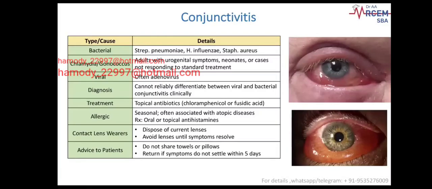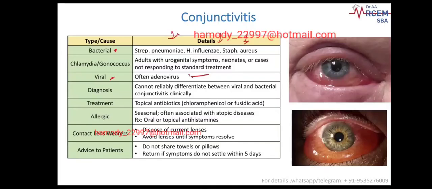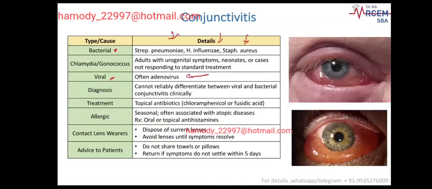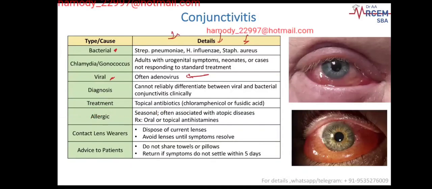Conjunctivitis is the first thing which causes redness of the eye. It can be because of a bacterial or a viral infection. Bacterial, like Strep pneumoniae, H influenzae, Staph aureus. Viral, most of the time it is an adenovirus. It is very difficult to differentiate between a bacterial and viral infection. That's why everyone gets an antibiotic here, as we are not able to differentiate.